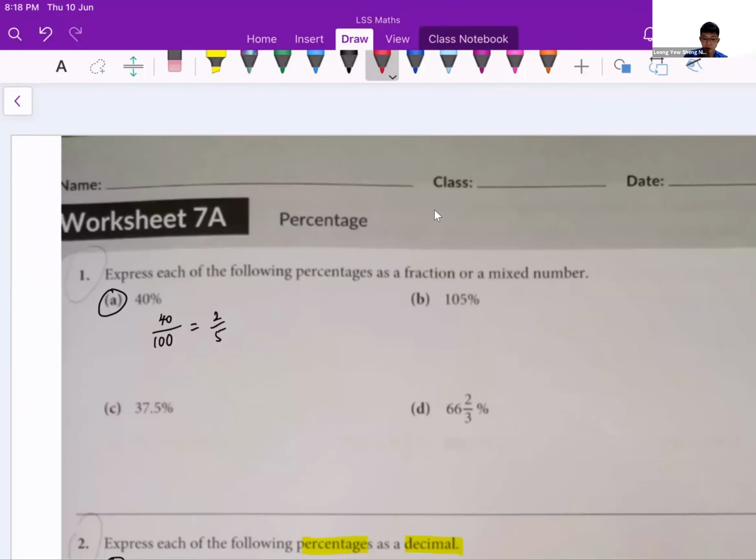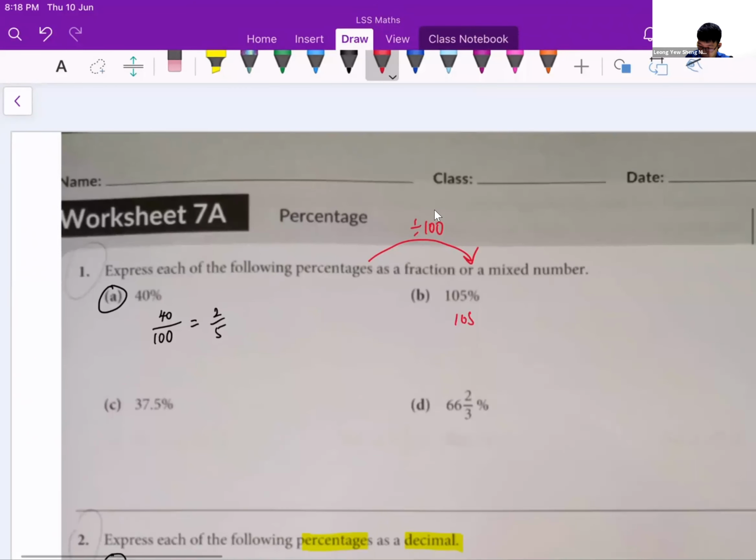Okay, so now for question 1. Just now we have learned how to convert from fraction or decimal to percentage. Now it's the other way around. What if we are given a percentage? How do we convert it to a fraction? Very simple. Just now we multiply by 100. So now for us to convert from percentage to fraction, we need to divide by 100. So for example, in this case, 105 divided by 100.